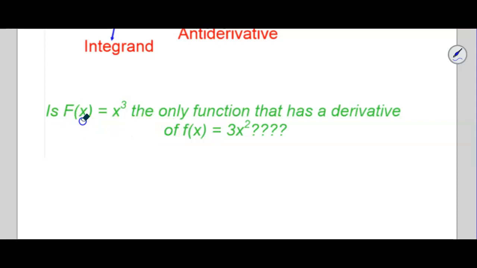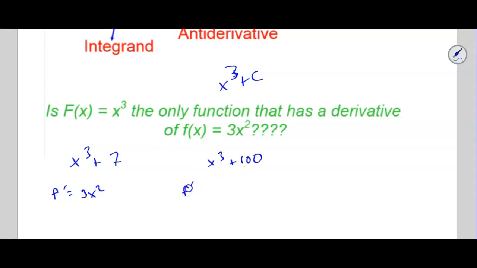It says, is f of x equals x cubed the only function that has a derivative of f prime of x equals 3x squared? Well, of course not. You can have x cubed plus 7. Like I told you, you gotta have a c, some constant. This has a derivative of 3x squared. What if I had x cubed plus 100?